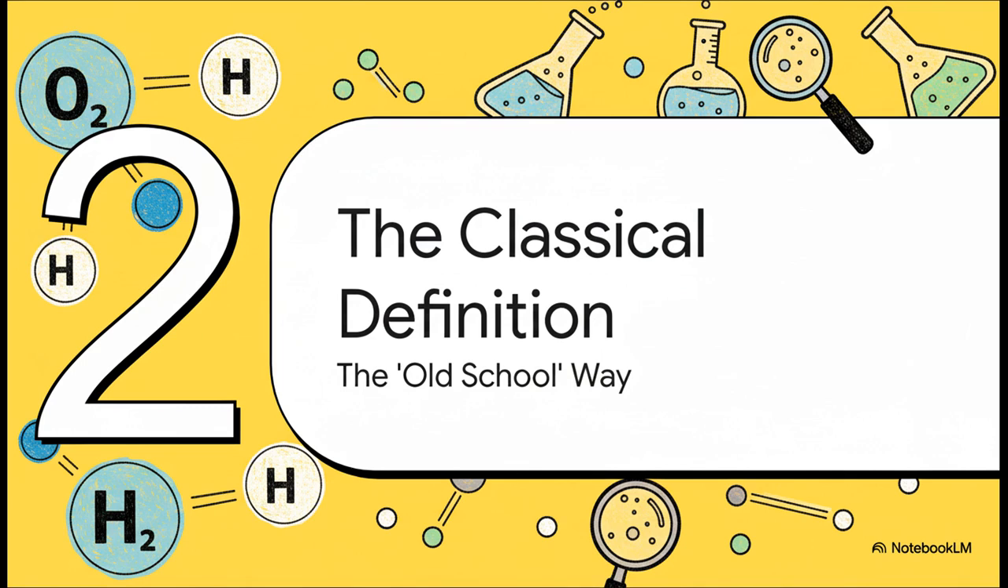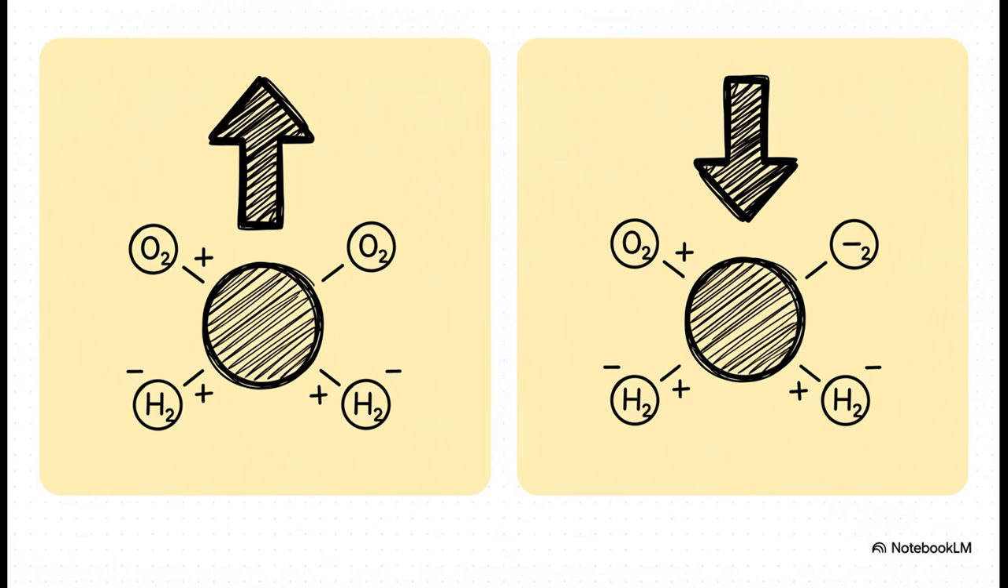Okay, so let's rewind a bit. Let's go back in time to see how scientists first tried to explain these reactions. This is what we call the classical, or the old school definition. It's a really simple starting point, and it only focuses on two key elements, oxygen and hydrogen. And honestly, it's very straightforward.